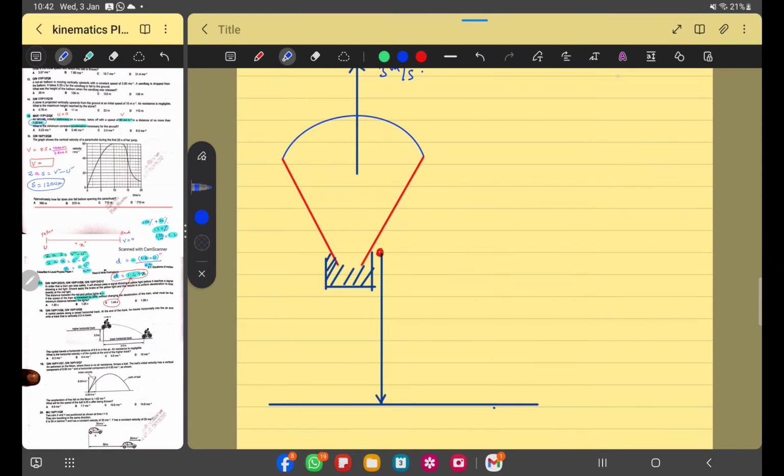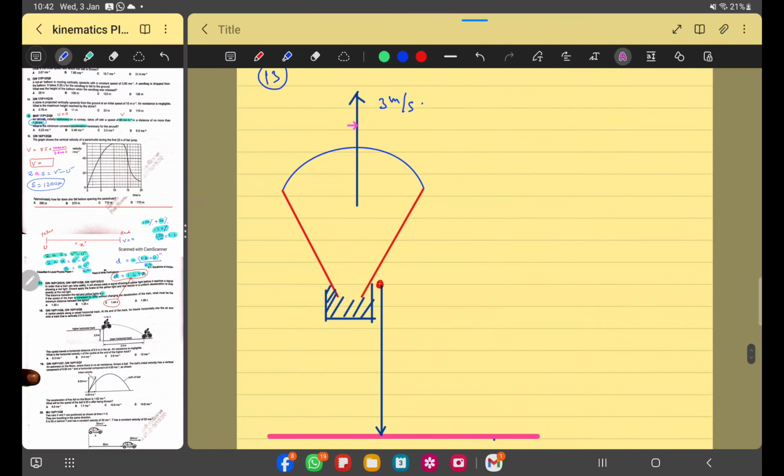If the balloon is stationary and you drop an object from the balloon, then the object will fall down. But if the balloon is moving upward, then due to inertia, when the object is dropped, this object will move initially upward, then it will move downward. It is a new concept, I think, for you.